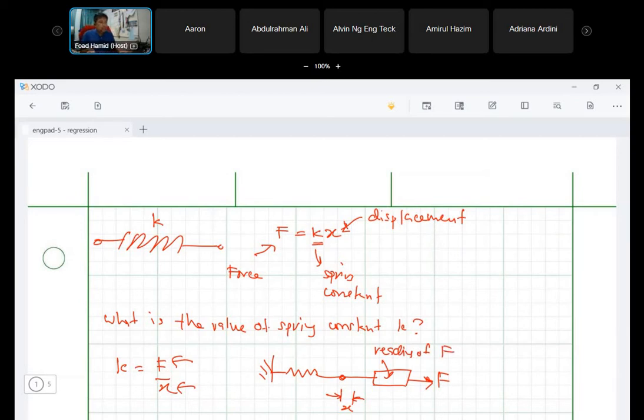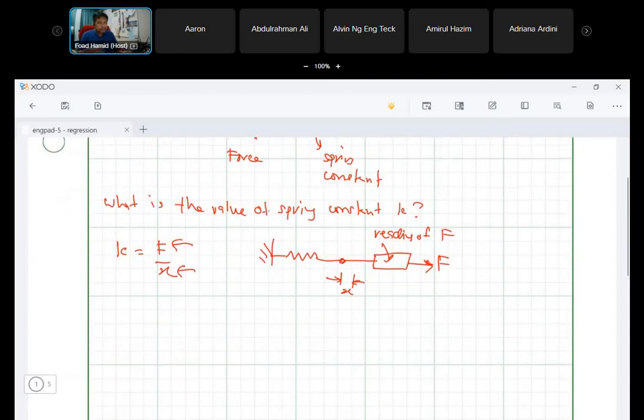Okay, so that's one way. So is one experiment enough? Are you sure that that is the correct value of your spring constant? So what do you do normally? You repeat a few more times, right?